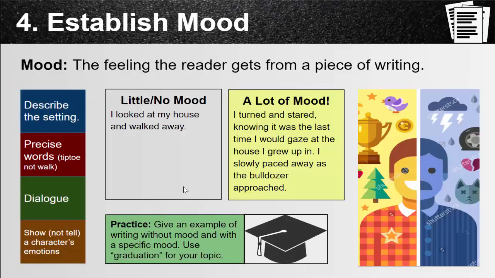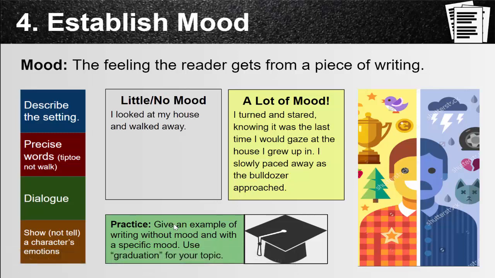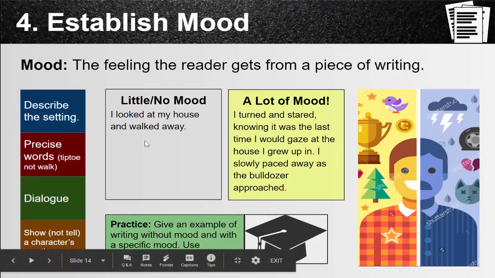So here's your last chance to do some practice. I would like you to write just a sentence or two where you have no mood, and then create a mood. So basically write two examples here. Use graduation for your topic. So you could be a character graduating from something, maybe from school in 8th grade or high school. Try writing one sentence without a lot of mood, or really any mood, and then create a sentence with a lot of mood, kind of like what I did up here. So that's your last task for today. Pause your video and give it a shot.